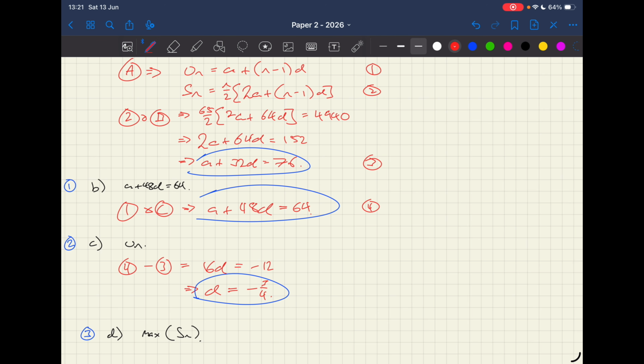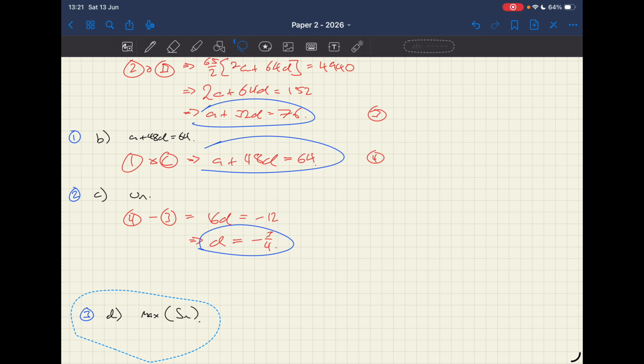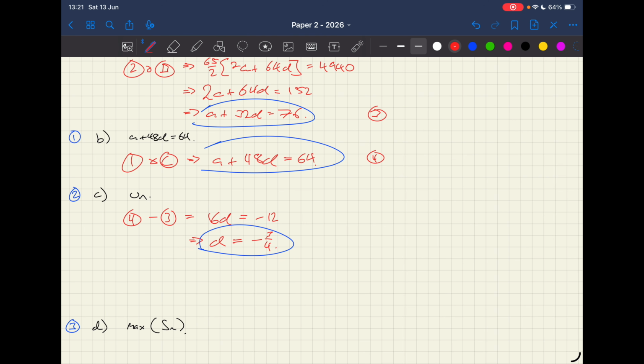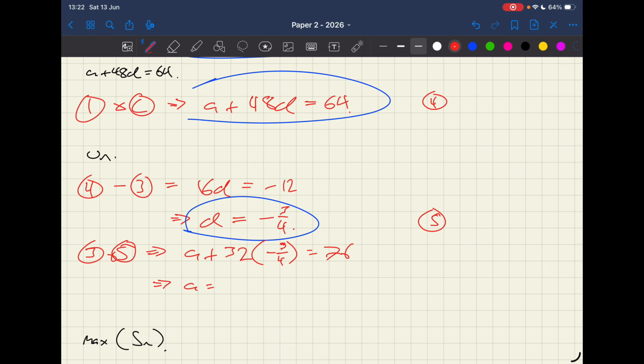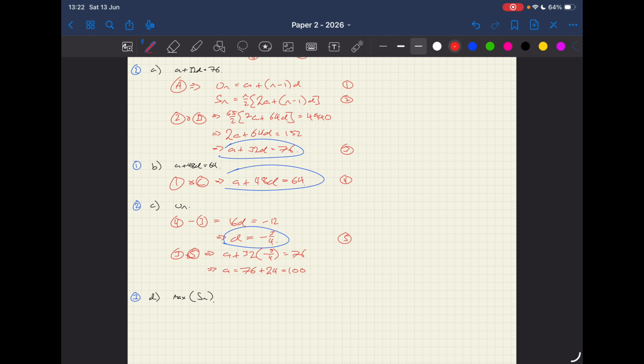That looks good. And then if we take that back in, what can we say? Move it over a little bit. We can now take this fact, let's call it fact number 5, and then with any of the ones we have above, figure it out. So let's do the simplest one, number 3. So fact number 3 and fact number 5. What are they going to tell us? Well, it's going to be a plus 32 times that d we just found of minus 3 on 4 is equal to 76. So a, therefore, is going to be 76 plus 24, which should be 100. Doesn't ring a bell in my head for the actual answer we had.